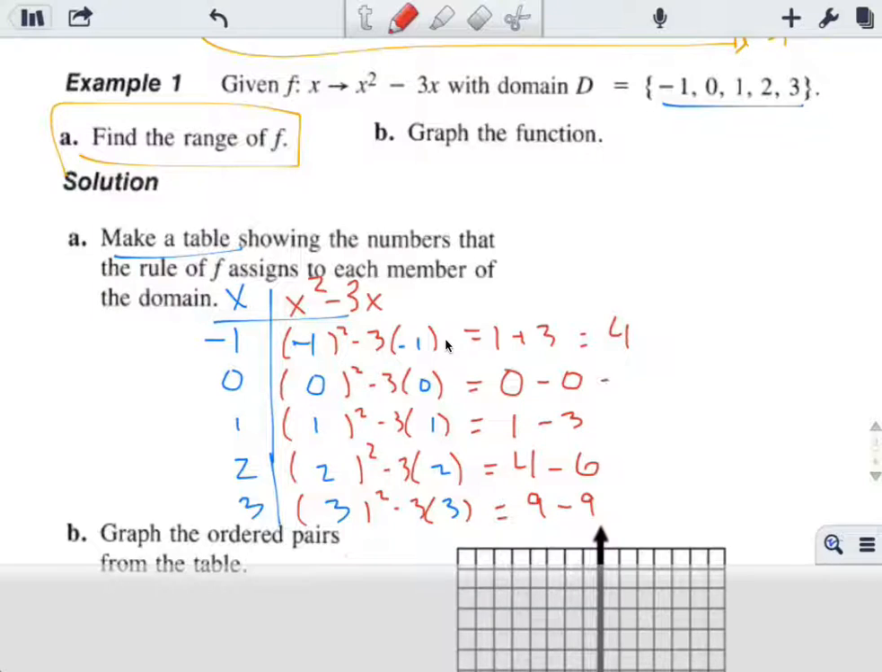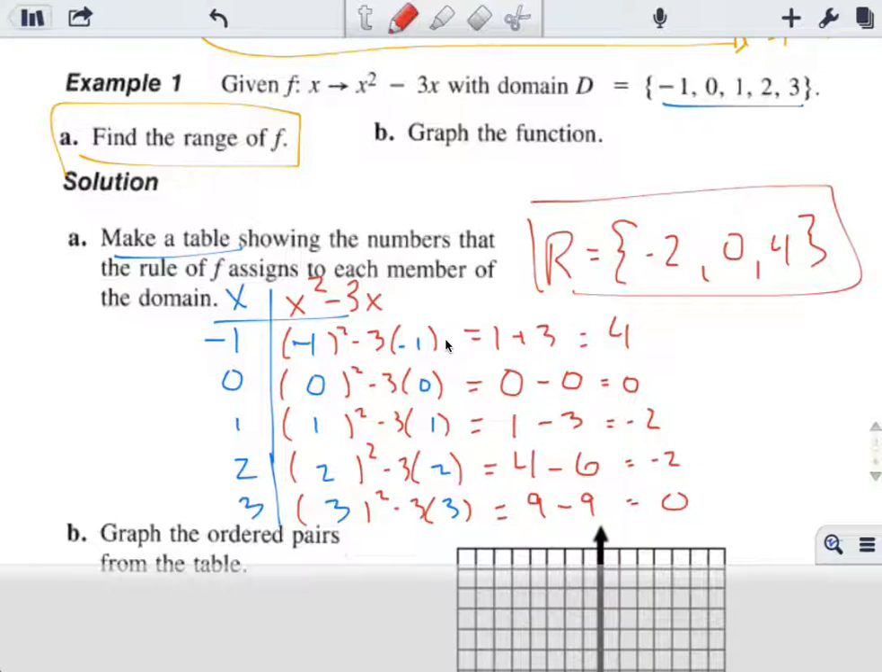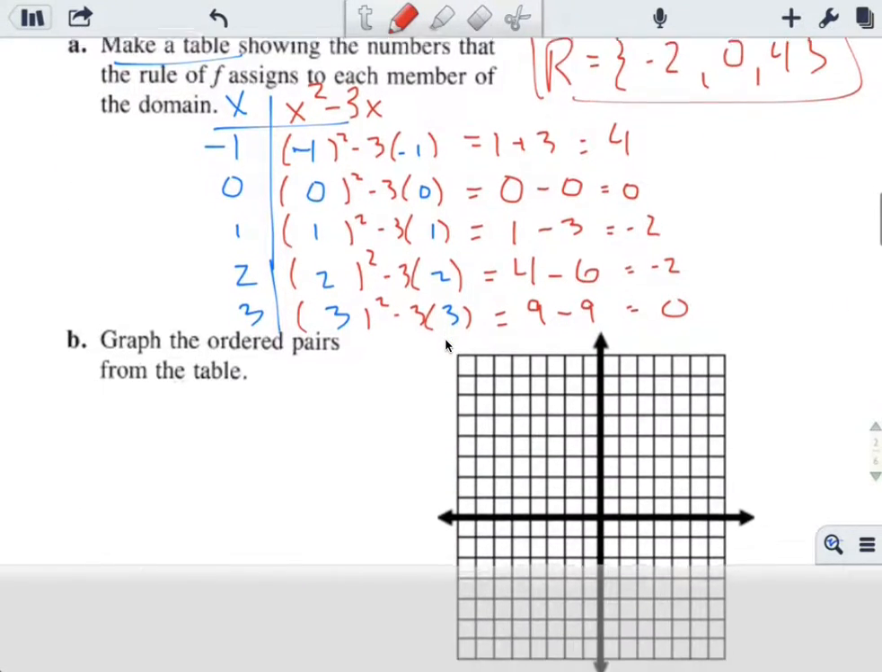So I get 4, 0, -2, -2, 0. Alright, so what does that mean? It means we want to find the range. We will write the range like this. R, the values -2, 0, 4. That's our answer. Now, what we're going to do is graph the ordered pairs.